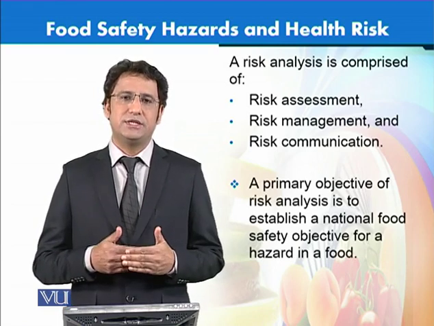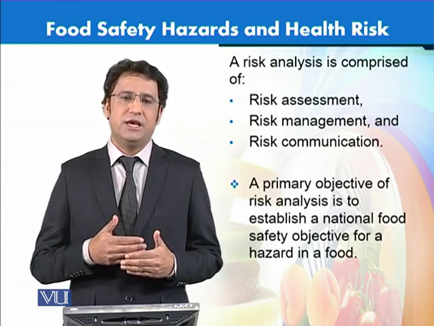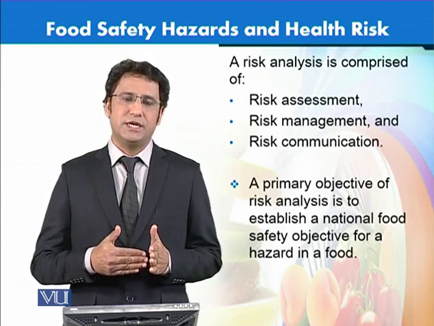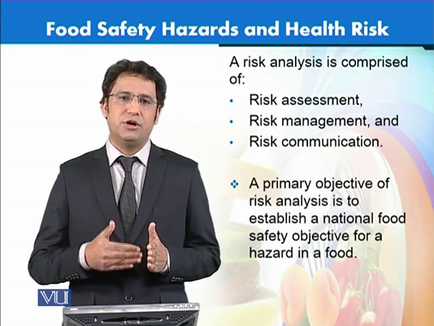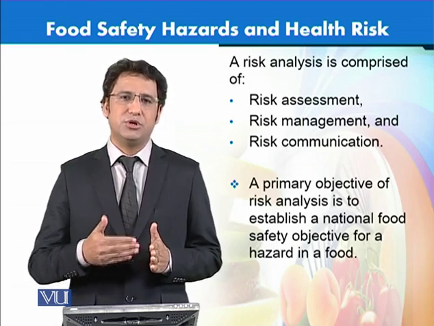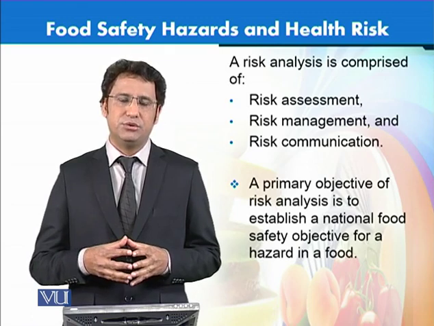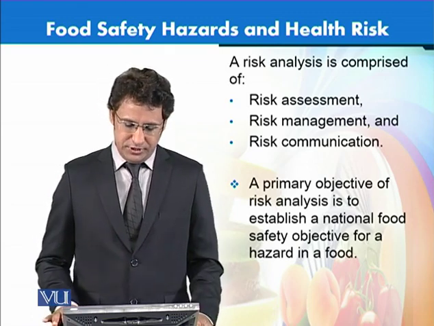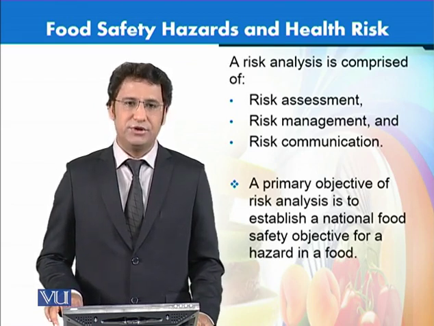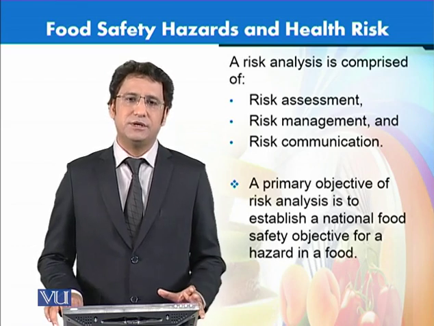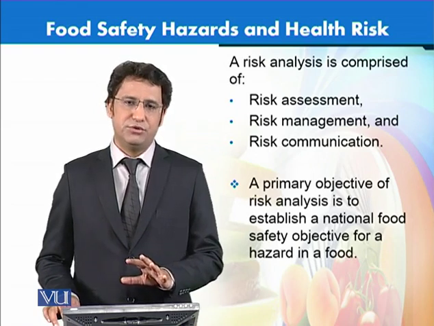Once we know that there is a hazard present in a specific food at a specific stage, that it can be serious, and how we can control that hazard or the conditions in which the hazard does not go far beyond the acceptable limits, then this must be communicated to the food industry, to the operators, and the people in the field so that they know they have to control this hazard. So, the primary objective of risk analysis is to establish a national food safety objective, and we meet this objective when we do this risk analysis practice.